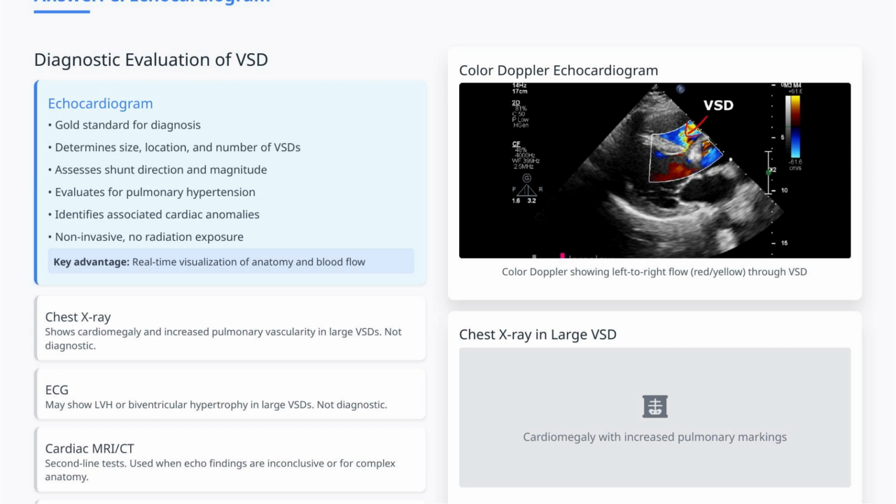cardiac anomalies. While other imaging modalities provide useful information, they have significant limitations. An ECG might show ventricular hypertrophy in large VSDs but cannot confirm the diagnosis. Chest X-rays may demonstrate cardiomegaly and increased pulmonary vascularity in significant defects but lack specificity.